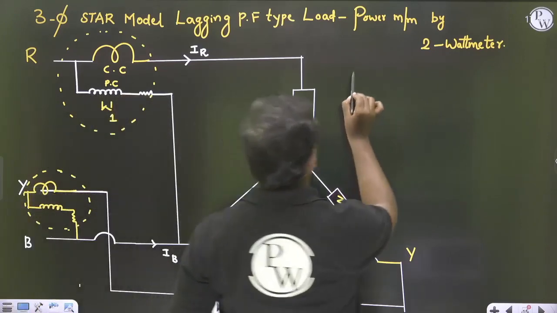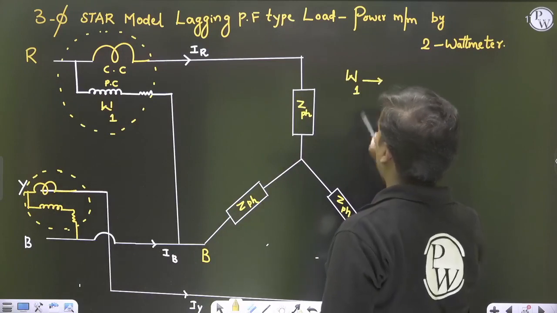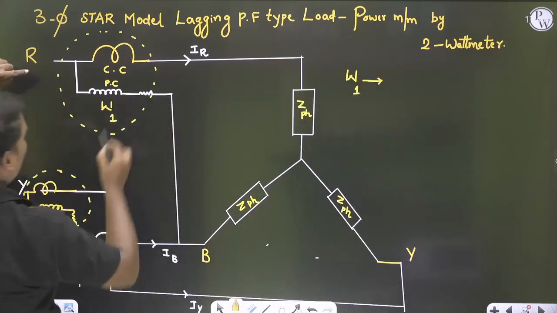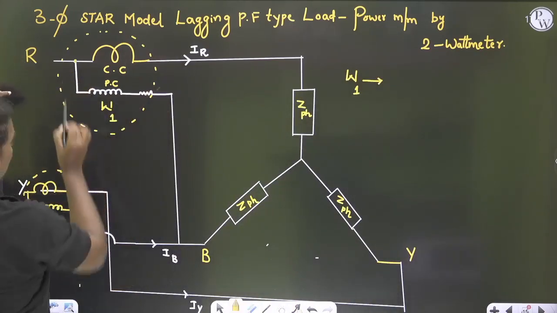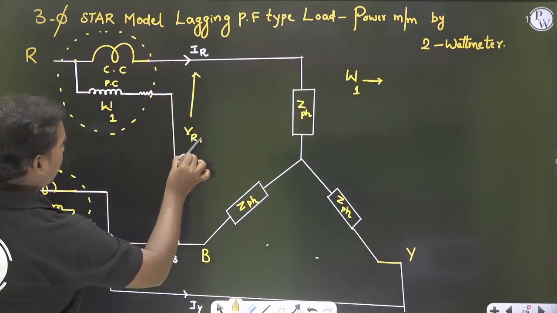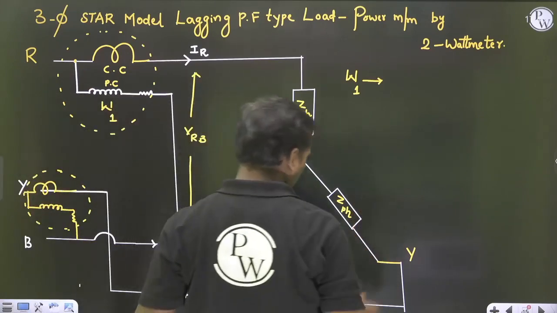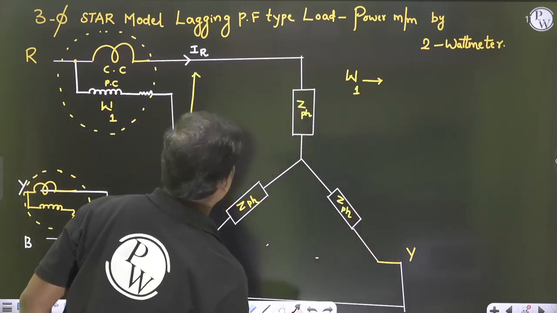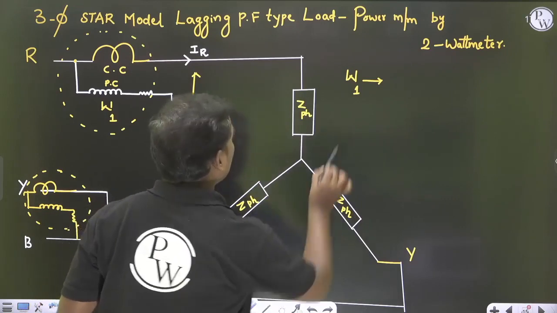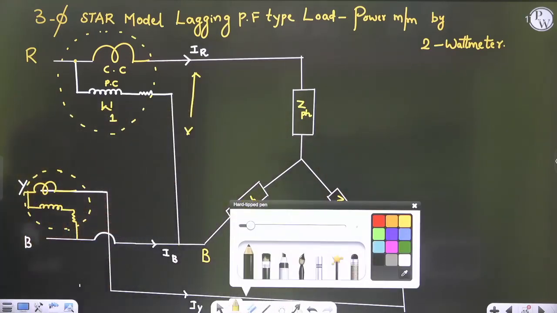So if you see now, wattmeter 1 is related to what? The current and the voltage. If you see the voltage, what is this voltage? This voltage is VRB. So wattmeter 1, okay, before writing that, this is VRB. Write it in the next slide. Clearly try to understand this diagram.